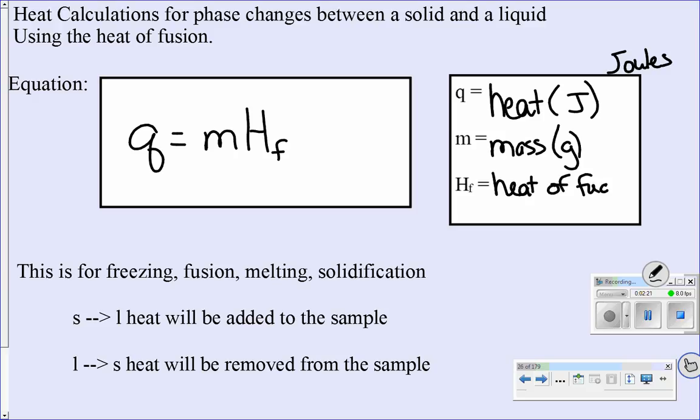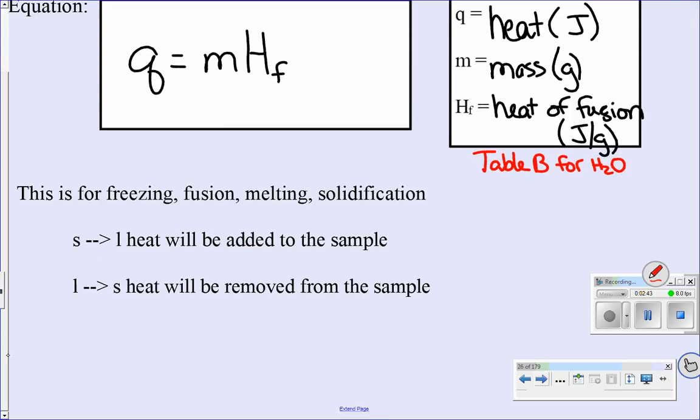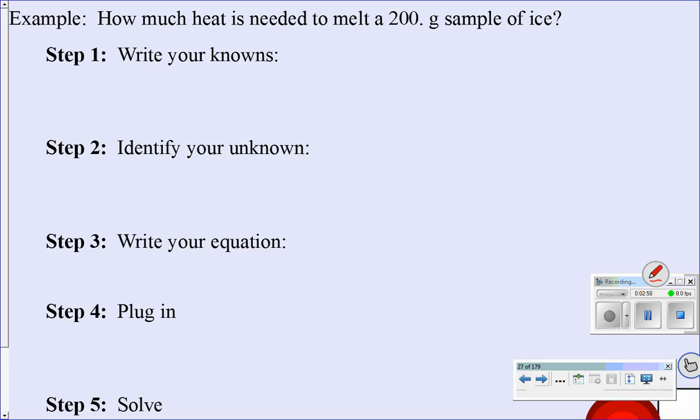This is the amount of energy that it takes to cause this phase change to occur, and that's in units of joules per gram. The value for heat of fusion for water can be found on Table B. So for freezing, fusion, melting, solidification, anything where you're going from a solid to a liquid or a liquid to a solid, this formula can be used. The amount of energy that you calculate, if you're going from a solid to a liquid, that's what you would add to the sample. A liquid to a solid, that's what you would remove from that sample.